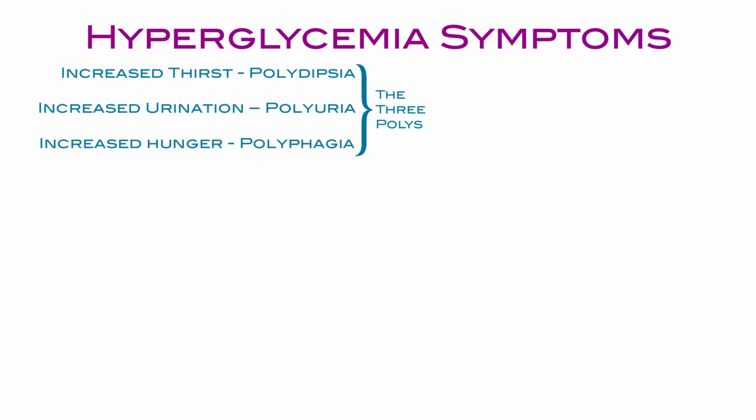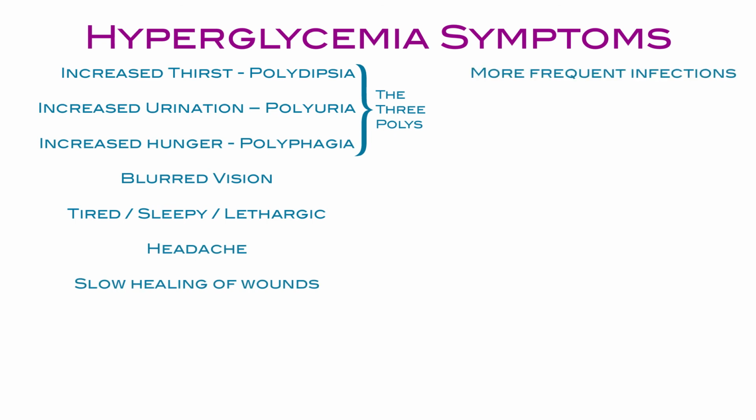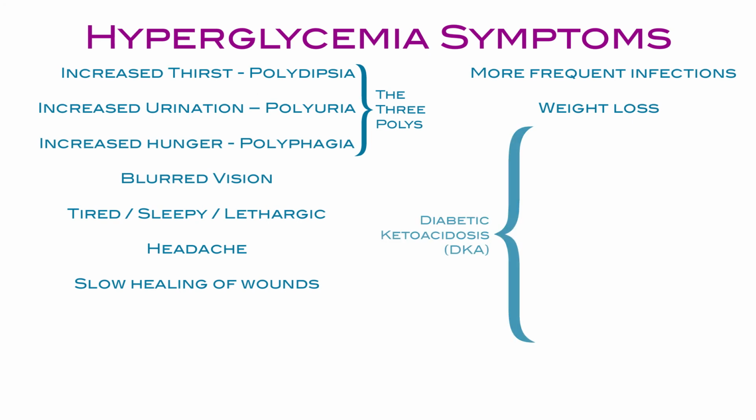Other symptoms are blurred vision, being tired, sleepy, or lethargic, headache, slow healing of wounds, more frequent infections, and weight loss. More dangerous high blood sugars are symptomatic of a short-term complication called DKA. These symptoms are fruity breath, because the higher sugar levels in the body make the breath sweet. It is said to smell like bananas.